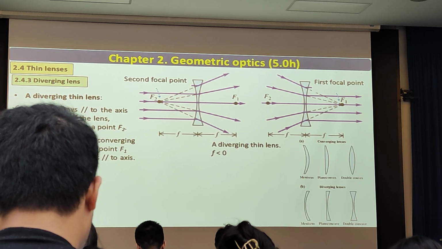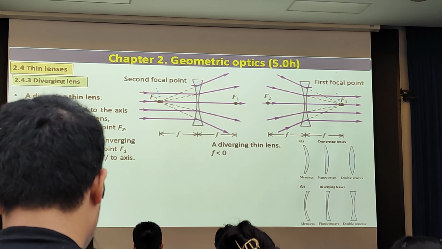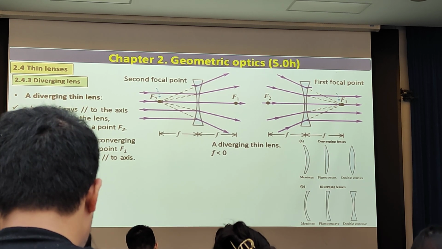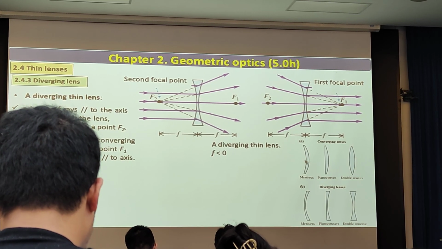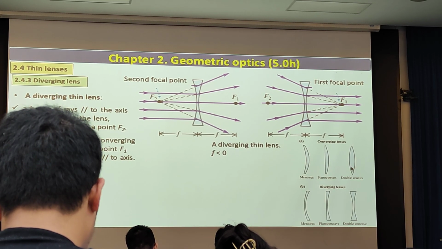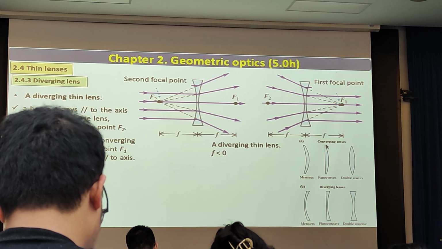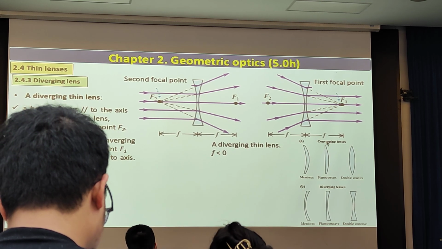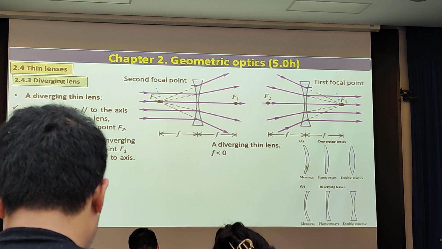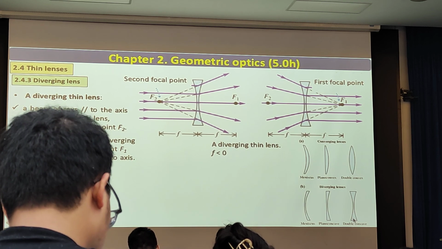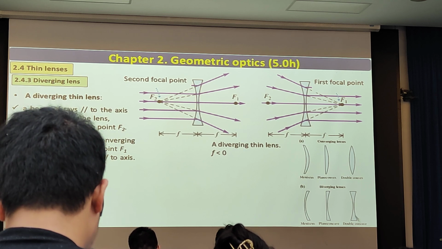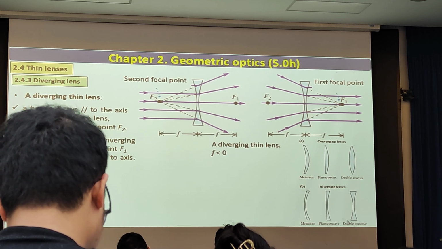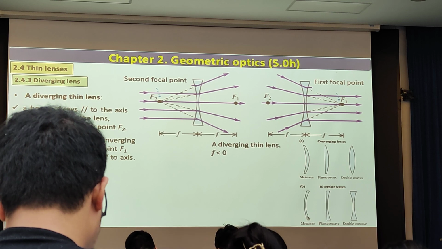We have different types for the face of this lens. You can have the converging lenses with this shape: double convex, plano convex (you see plane here), and meniscus. For a diverging lens, you can have double concave, plano concave, and meniscus.